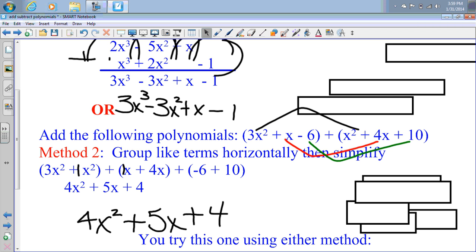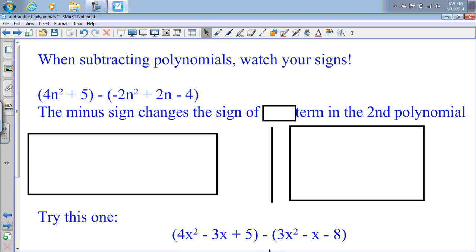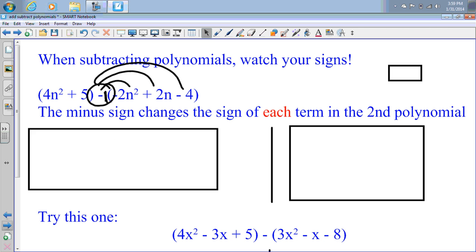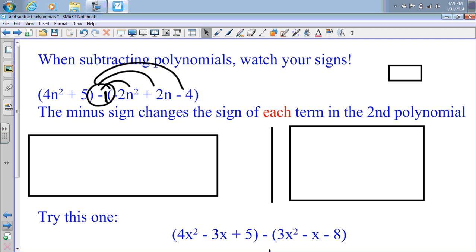You can use either method. I don't have a preference. I'm going to quickly move into subtraction. Guess what? Same thing. The only thing is we have to watch the sign changes in the second polynomial because this right here is like a negative 1. So what's it going to do to everything inside? Okay? You can choose to change it to addition and change the signs, or you can keep it as subtraction. Okay? I'm going to do the first one this way. I'm just going to do my own method here.